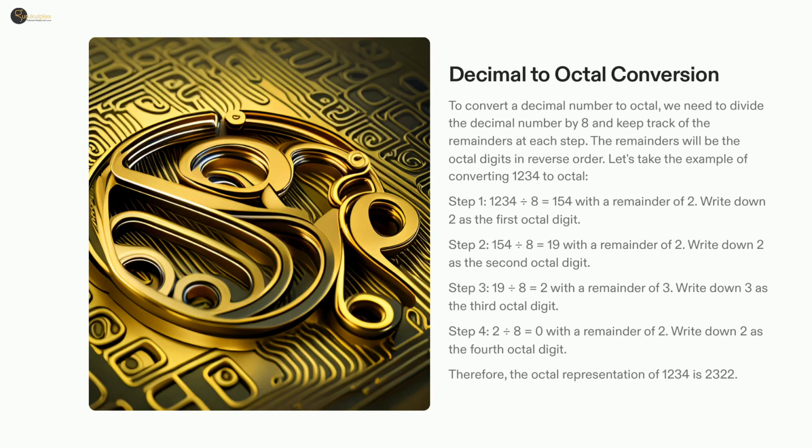Let's look at the example of converting 1234 to octal. Following the same steps, we get the octal representation of 1234 as 2322. This is the process of decimal to octal conversion.